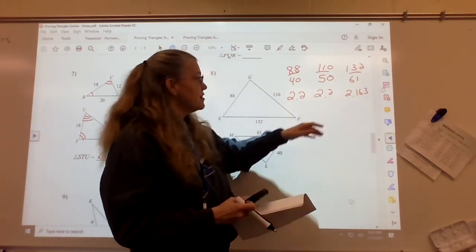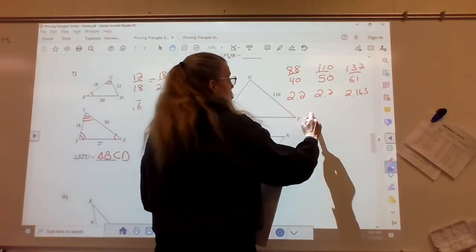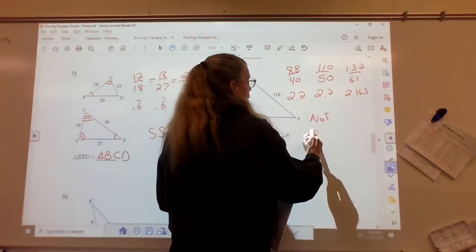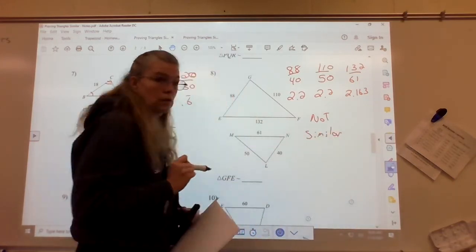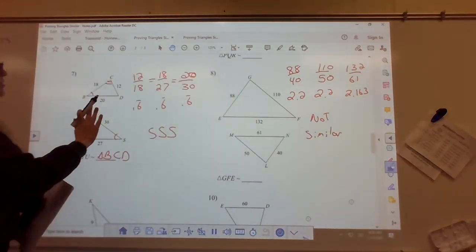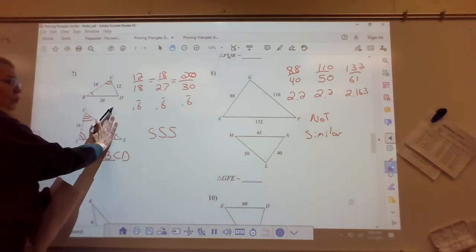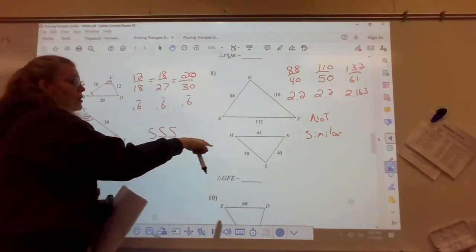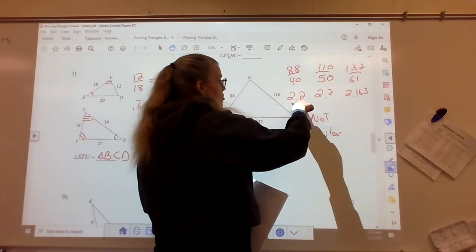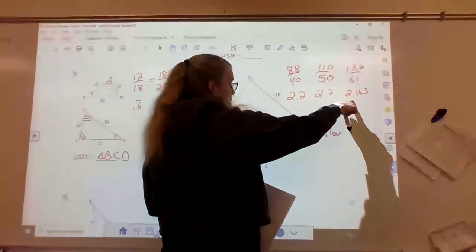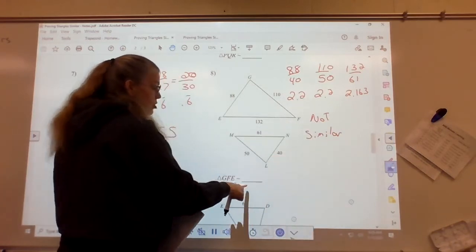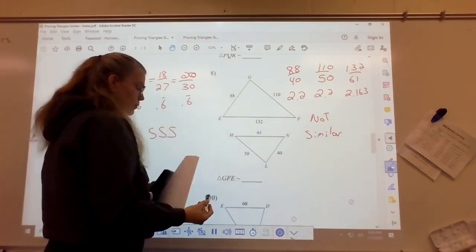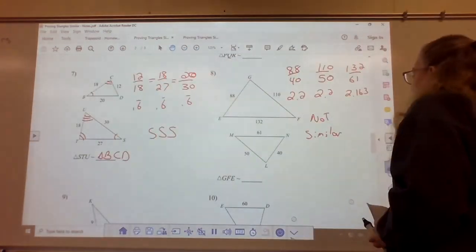So this is an example of one that doesn't work. So this is not similar. It does not work. So this is another example of side, side, side that did work. All of these were identical. This is one that didn't work. Two of them matched, but the third one didn't. And if any of them doesn't match, it doesn't work. If it doesn't work, don't do the similarity statement because it didn't work. Next two.